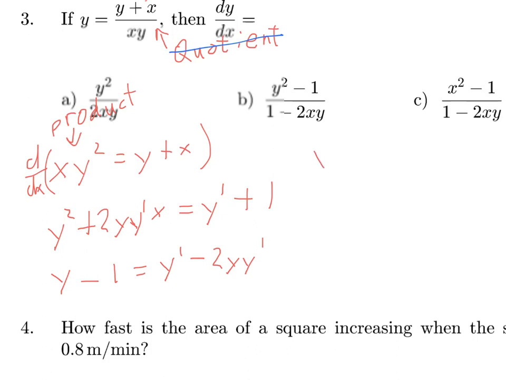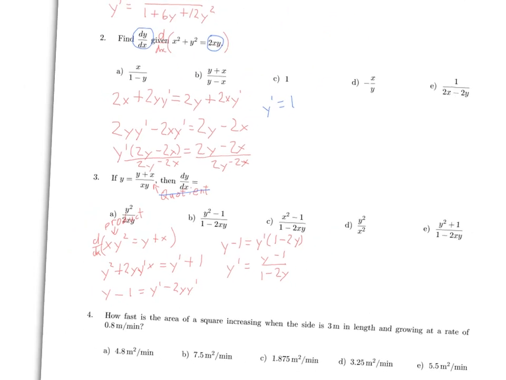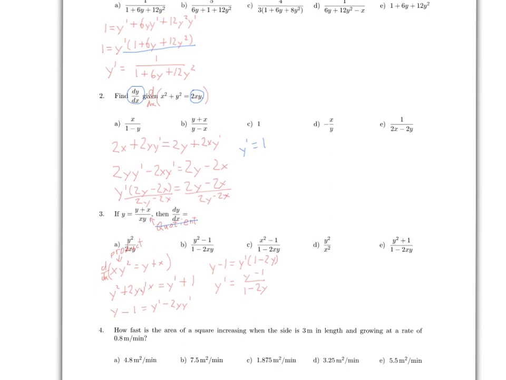Solving for y prime now, we have y minus 1 equals y prime times 1 minus 2y. And that means y prime is y minus 1 over 1 minus 2y. As you can see with all of these implicit problems, as they get more complicated, factoring becomes a step that appears often. Don't forget your algebra. Moving on to number 4.